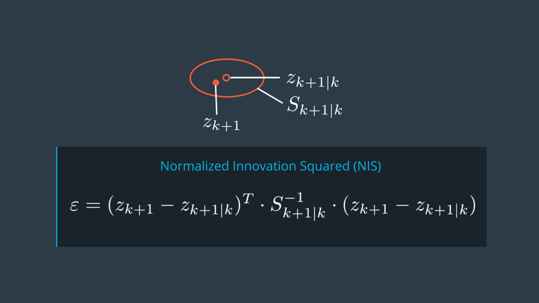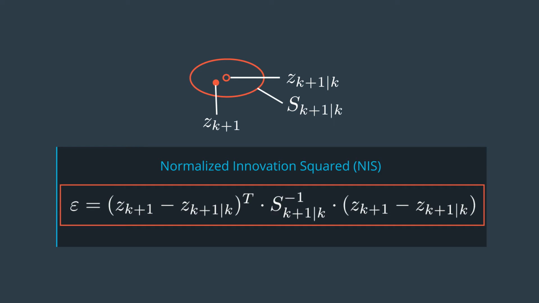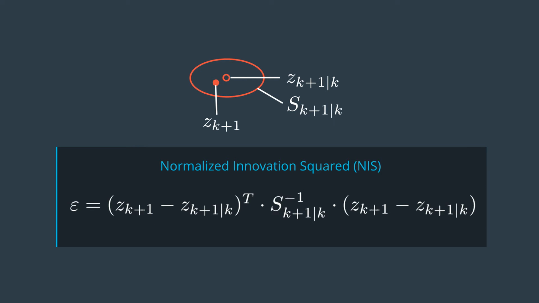It means normalized innovation squared. This is how the NIS is calculated. Its meaning is very intuitive. The innovation is the difference between the predicted measurement and the actual measurement. And normalized means you put it into relation to the covariance matrix S. That's why you have the inverse of the matrix S here. The NIS is just a scalar number and super easy to calculate. But you need to know what number to expect.